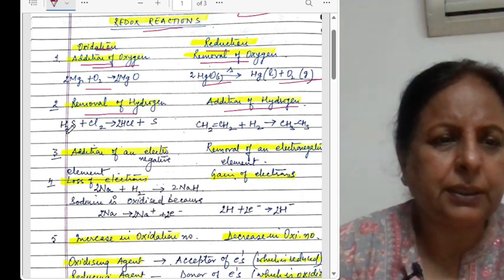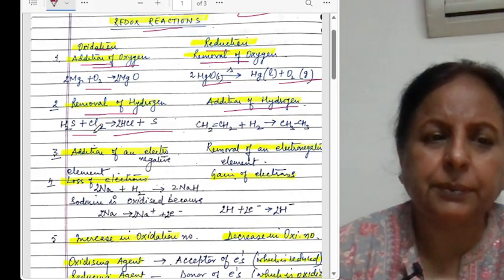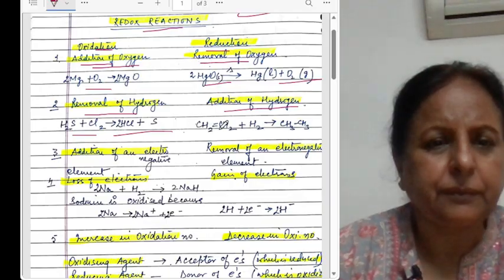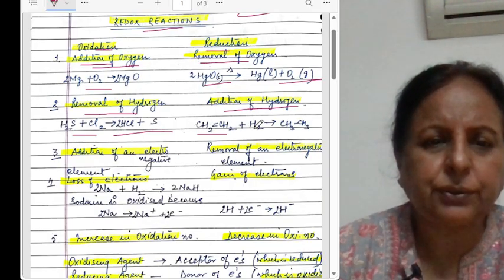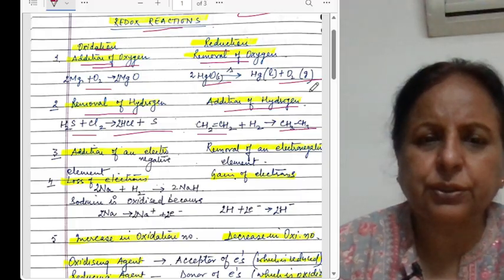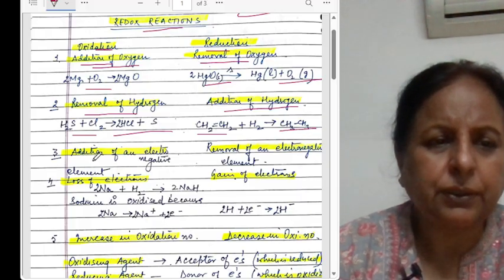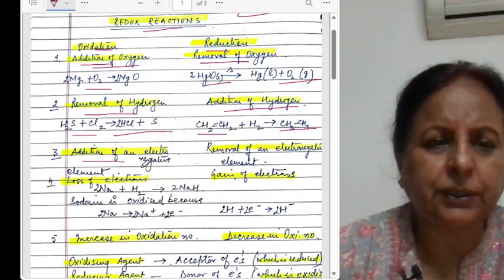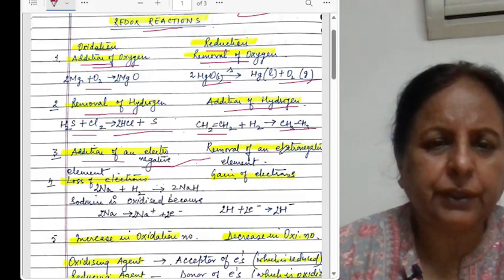For example, see, hydrogen sulfide when reacting with chlorine forms HCl plus S. Here hydrogen is being added to chlorine. And when hydrogen is added to ethene, then it is the addition of hydrogen, and so it is a reduction reaction.